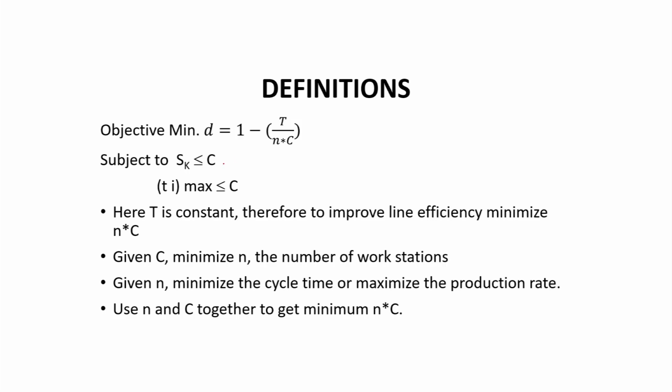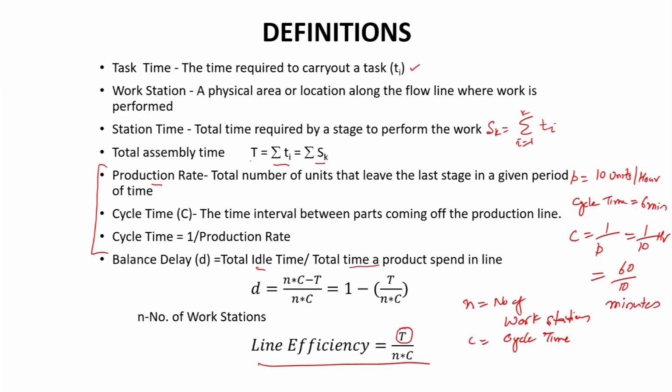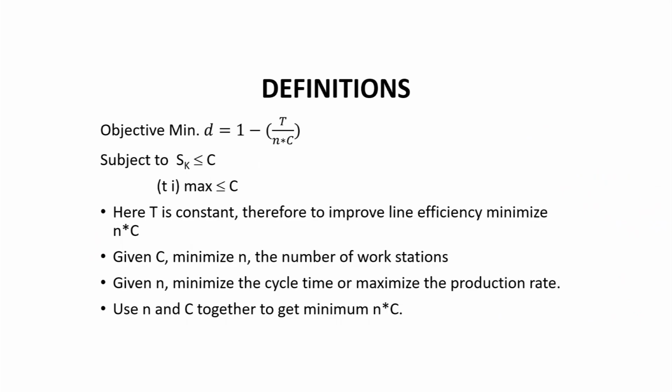The total station time, as I said in the previous slide, like we said that the cycle time is, let us say, 6 minutes. So, I cannot assign time work content more than 6 minutes to any workstation. So, the total time content given to any workstation should be less than or equal to the cycle time. I cannot give more than 6 minutes of task to any of the workstations.